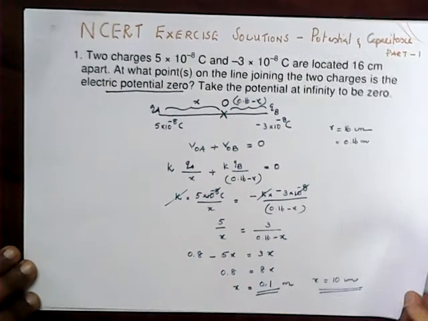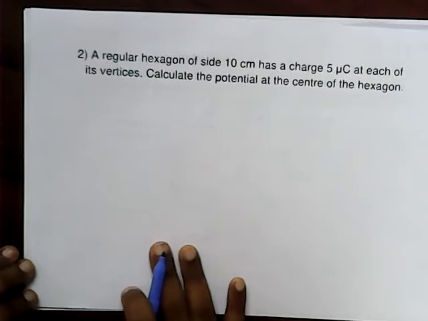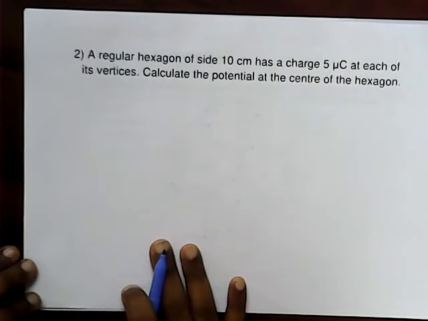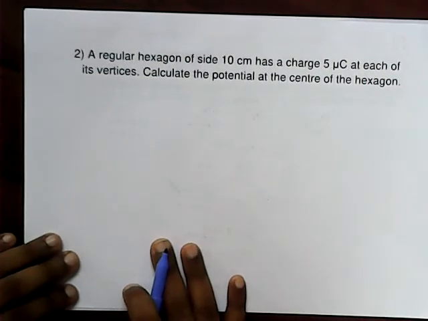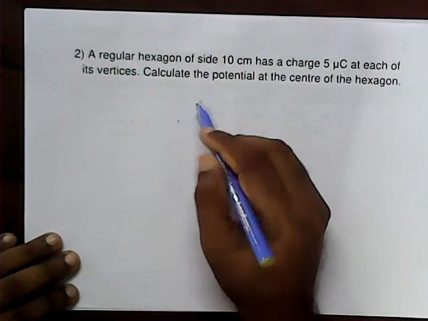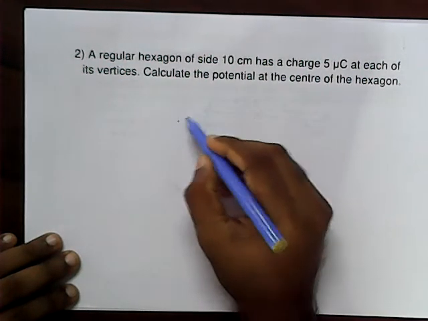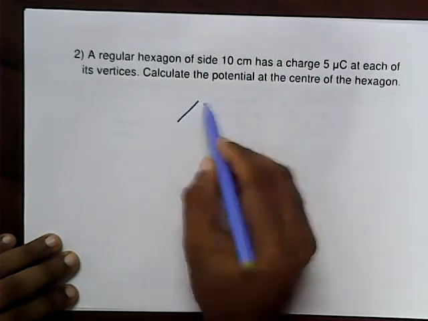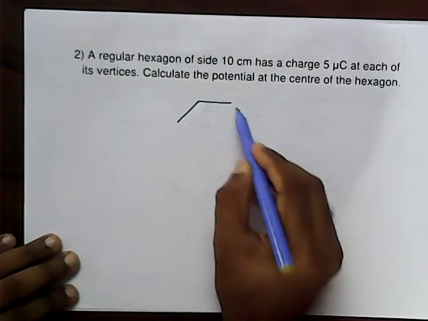Look at question number 2. It is given a regular hexagon of side 10 centimeter has a charge 5 microcoulomb at each of its vertices. Calculate the potential at the center of the hexagon. So at first we can draw the hexagon, with 6 sides, and keep in mind each side is equal.